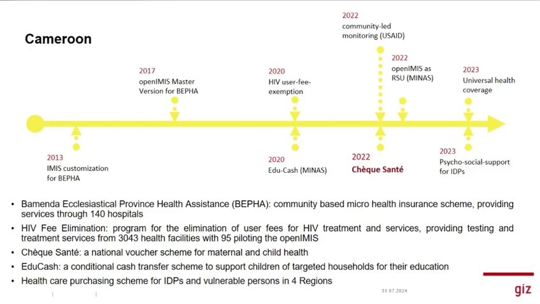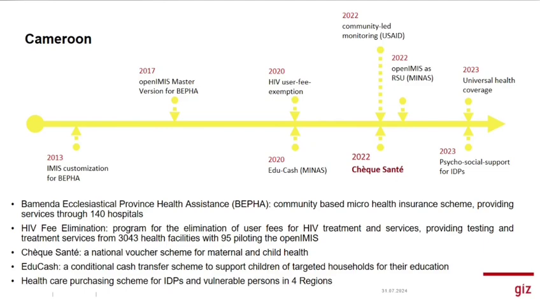And in 2020, we had two new implementations of openIMIS, one for high FAO user fees exemption and the other one for Educate. Educate was a sort of conditional cash transfer scheme to support children of targeted households for their education. In 2022, we had another implementation for community health monitoring with USAID in Cameroon.